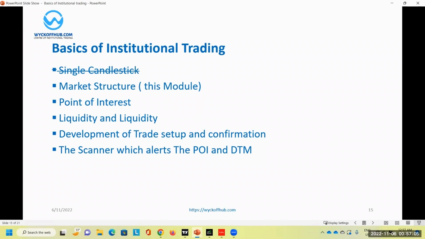The last module was the single candlestick, where we looked at how you can find the institutional footprint in a single candlestick. In this module, which is the market structure, we will try to understand the very, very basic concepts of market structure and how we can read that structure through institutional eyes.